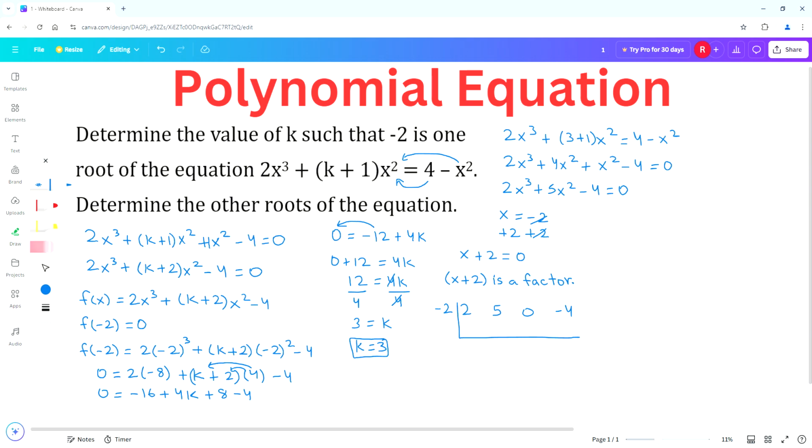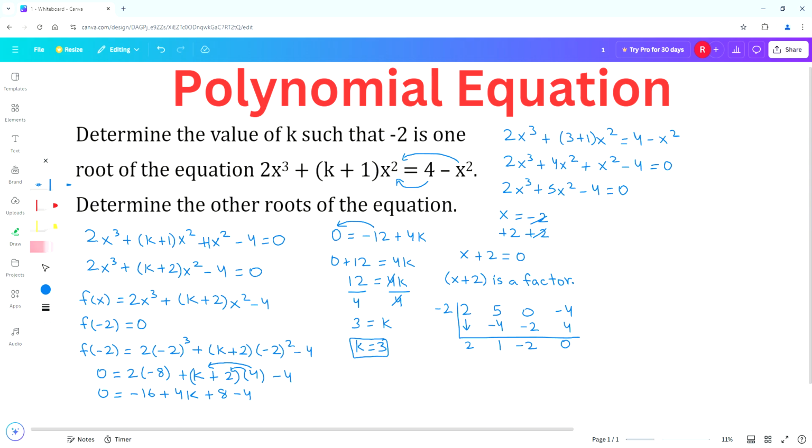We bring the 2 down. Negative 2 times 2 is negative 4. 5 plus negative 4 is 1. Negative 2 times 1 is negative 2. 0 plus negative 2 is negative 2. Negative 2 times negative 2 is positive 4. Negative 4 plus 4 is equal to 0. This last number represents the remainder of this polynomial division. It is equal to 0. So this proves that x plus 2 is a factor of the cubic equation we got.